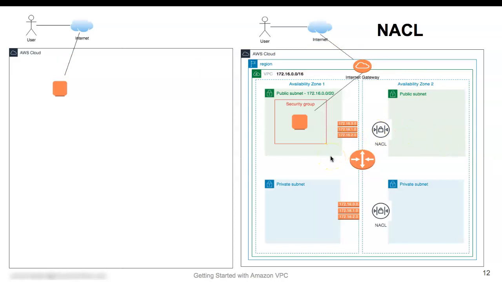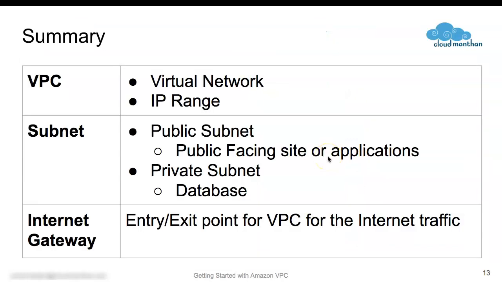So let's look at a summary for this VPC. VPC is nothing but a virtual network. It's a networking layer from AWS. Whenever you create a VPC, it must have an IP range. That is something which we are going to see in the subsequent lectures. Then we also saw the concept of subnet. Subnet is nothing but a subdivision of your VPC. Typically you create a public subnet for public facing sites or applications and a private subnet for databases or more secure services.